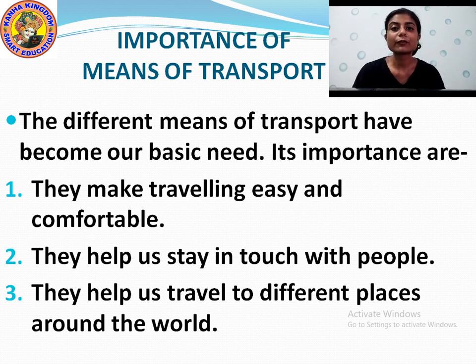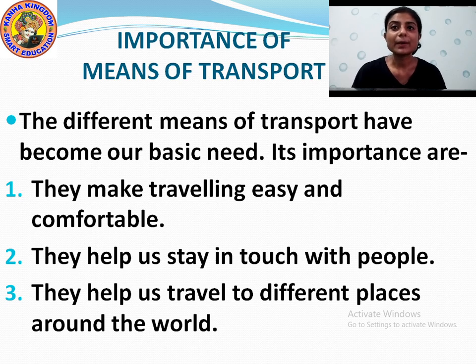But if we move on foot from one place to another, it will take a lot of time, and we cannot reach our destination early. Since it makes our journey easy and comfortable, that is why these means of transport are very important to us. Understood?